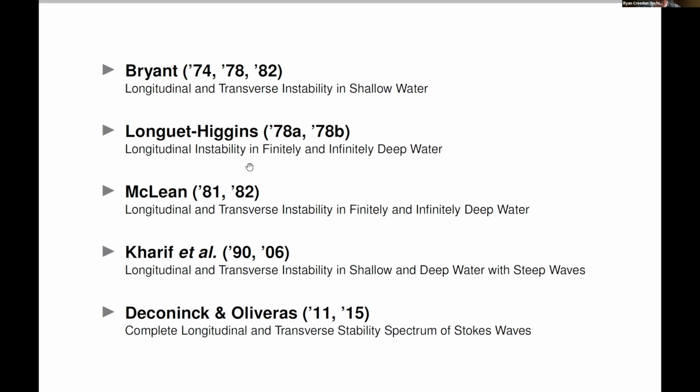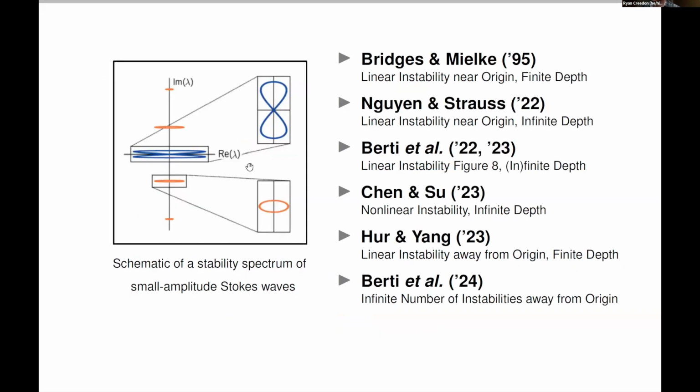And so Deconinck and Oliveras is, at this point, a very classic paper that's able to show you for the first time what this stability spectrum looks like, and specifically, what the properties of those most unstable eigenvalues are. What do the perturbations look like, at least for short time, while the linear dynamics are still at play? And so this is a copy over on the left of what a typical stability spectrum looks like for a small amplitude Stokes wave. Everything that you saw on the previous page was, for the most part, small amplitude waves, outside of some of the work that Kharif had done in the 90s.